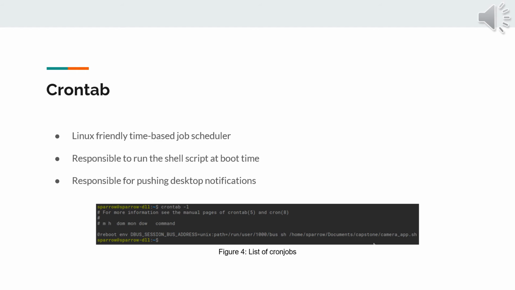To run our program when the computer boots up, we use crontab. Crontab is a Linux-friendly time-based job scheduler. Each job is treated as a cron job, and we set our cron job to run the shell script at boot time using the keyword reboot, as shown in figure 4. This cron job is also responsible for pushing the desktop notification from the notification bus to alert the user when the camera is being accessed.